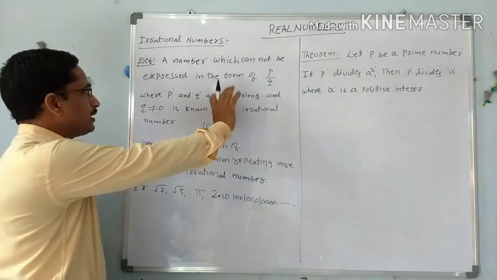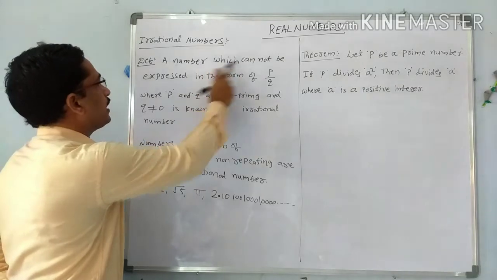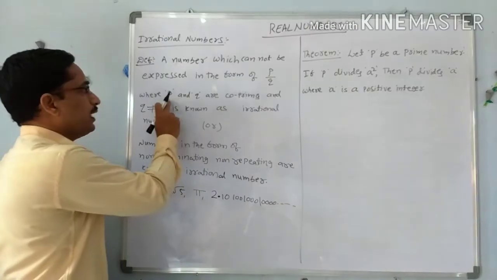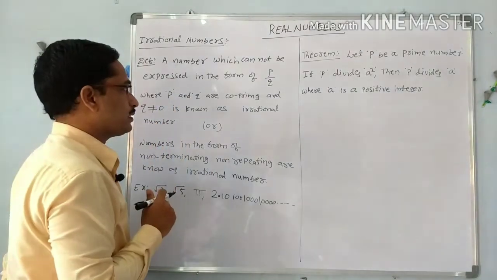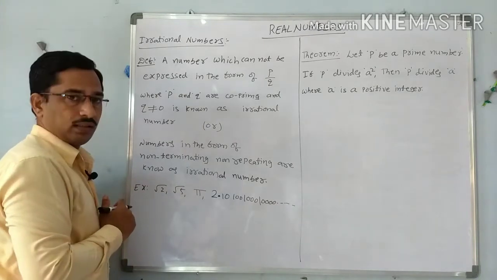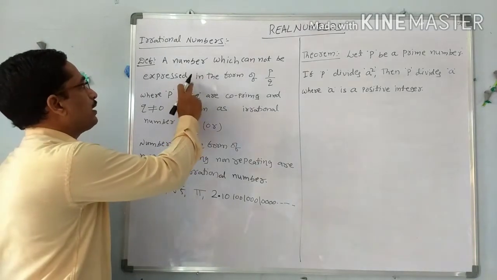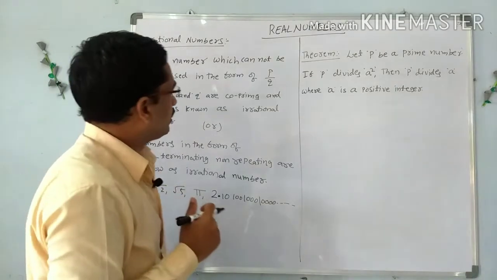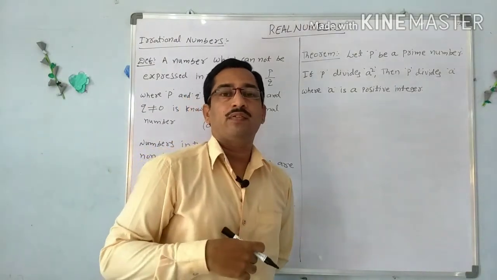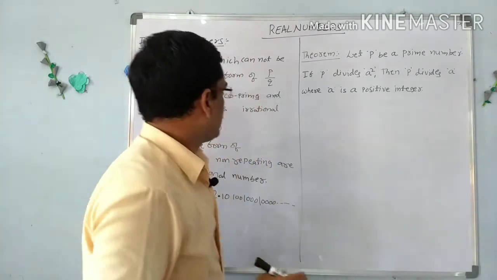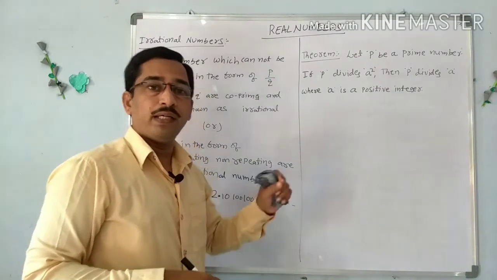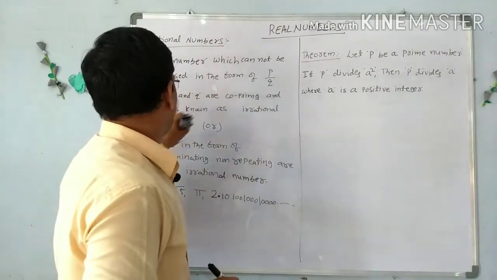The definition of an irrational number: a number which cannot be expressed in the form p by q, where p and q are co-primes and q not equal to 0, is known as an irrational number. We already discussed in the previous videos that a rational number is written in the form p by q, and irrational numbers cannot be written in the form p by q, where p, q are co-prime numbers and q not equal to 0.